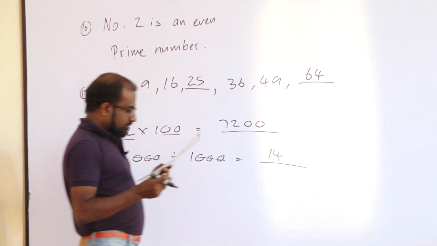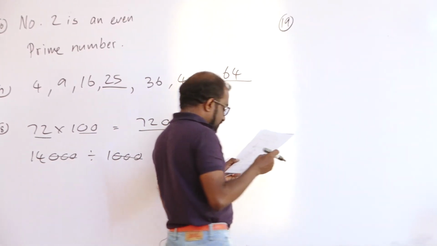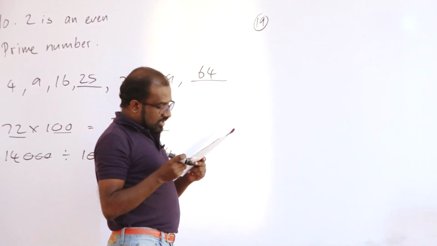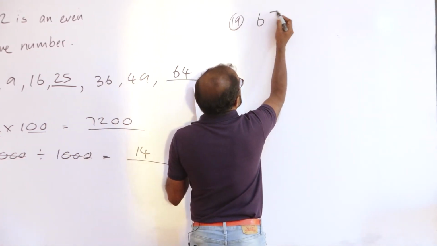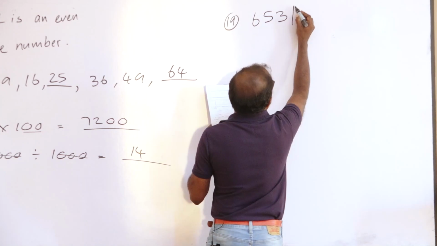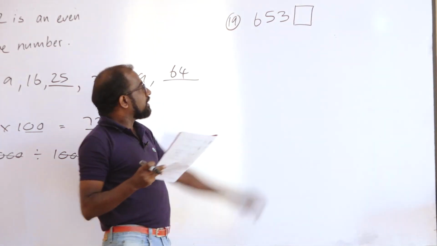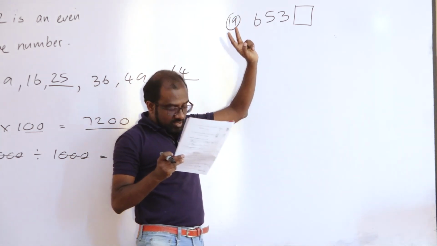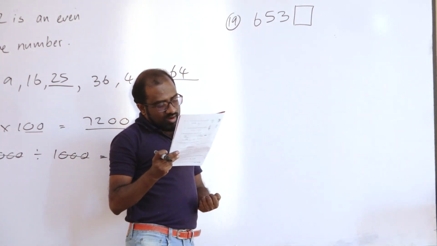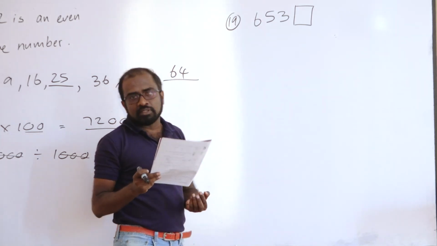19th question. The unit place of the number 6,530 has been erased. What is the largest digit that can be written to make it an odd number?